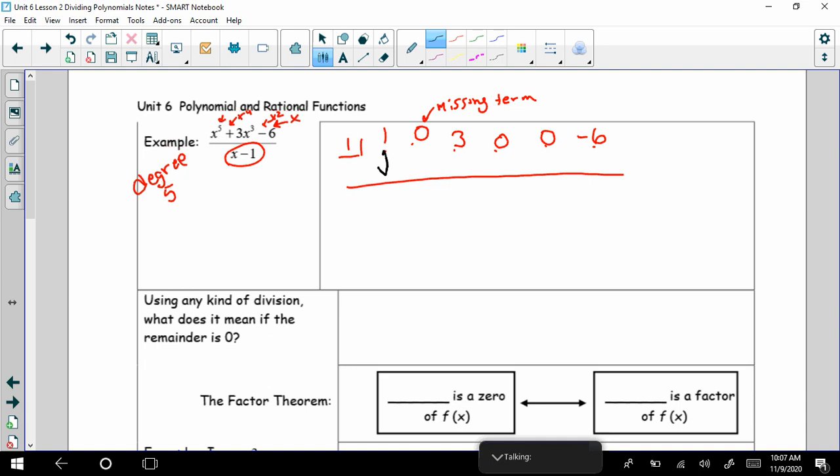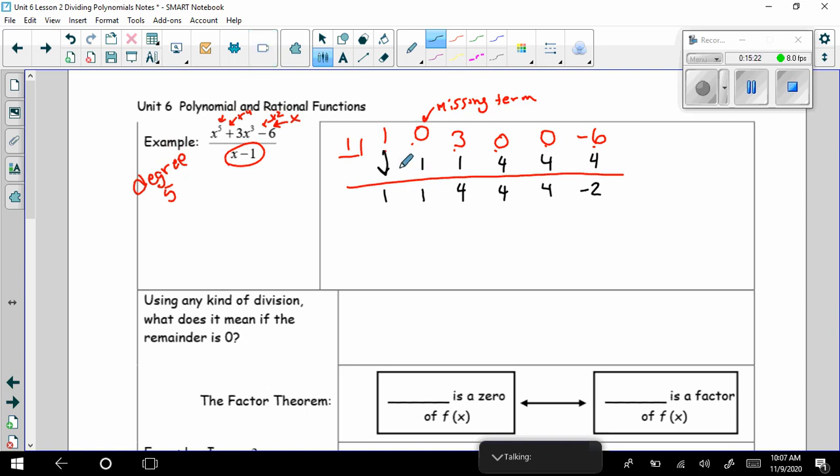Okay, we bring down the first term, multiply, add, multiply, add, multiply, add, multiply, add, multiply, add. Okay, every single time. So it might be helpful to actually write down that process.